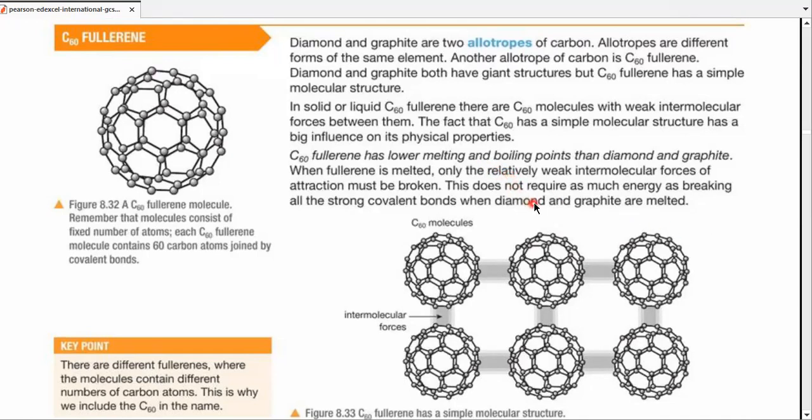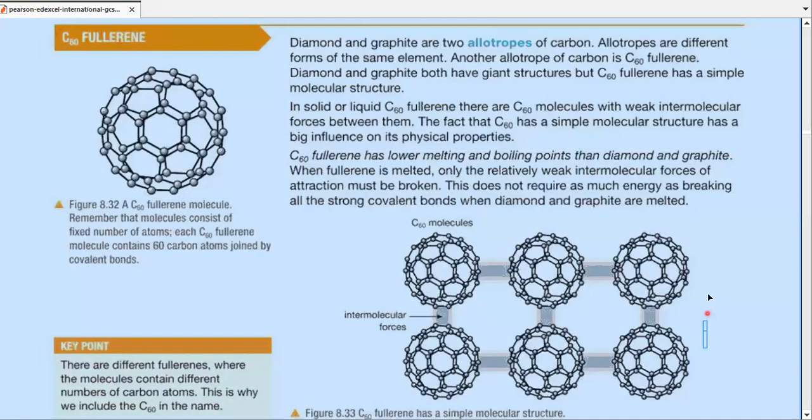Fullerene has lower melting and boiling points than both diamond and graphite because of having a smaller structure. When fullerene is melted, only the relatively weak intermolecular forces of attraction must be broken, right? So it does not require as much energy as we required for diamond and graphite. Now, moving on.